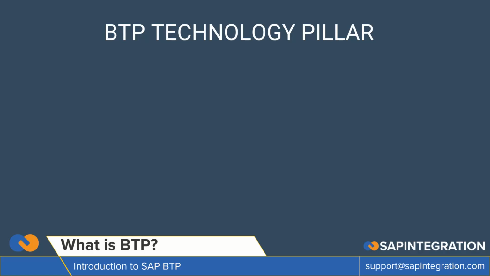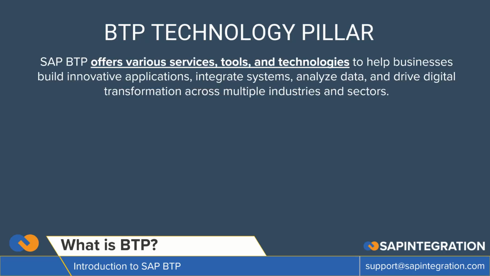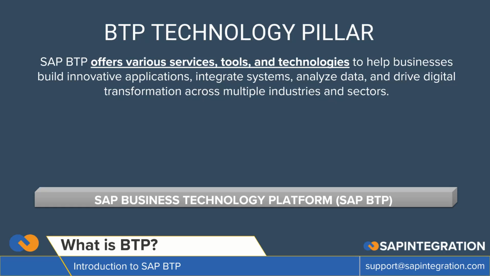So what is a technology pillar and why is it called a pillar? The idea behind a technology pillar is to group tools and capabilities together to form a category, something called a pillar. SAP BTP has all the components, services, tools and products grouped together, right? SAP BTP offers various services, tools and technologies to help businesses build innovative applications, integrate systems, analyze the data and drive digital transformation across multiple industries and sectors. So that's basically how SAP BTP comes in to help and serve all those needs of a business.